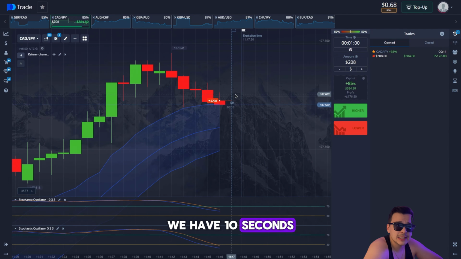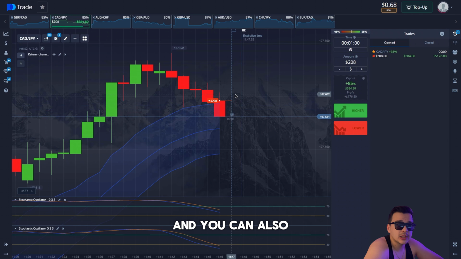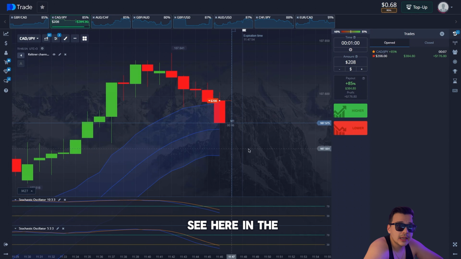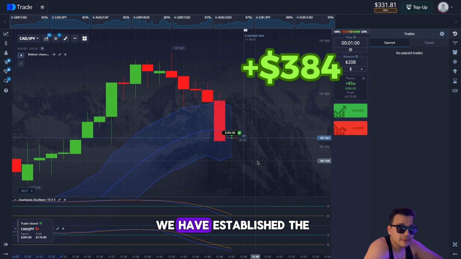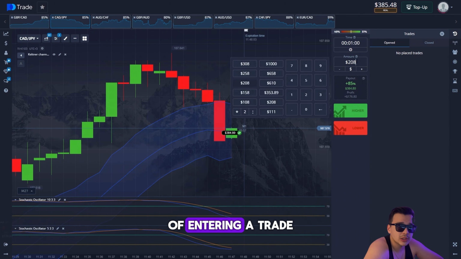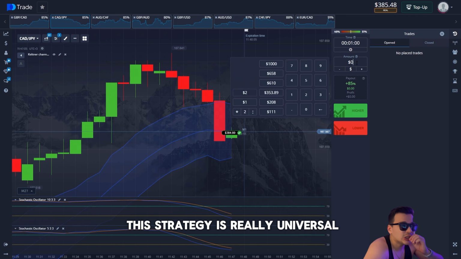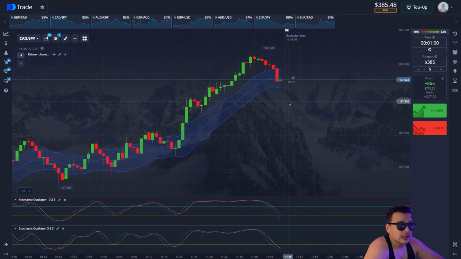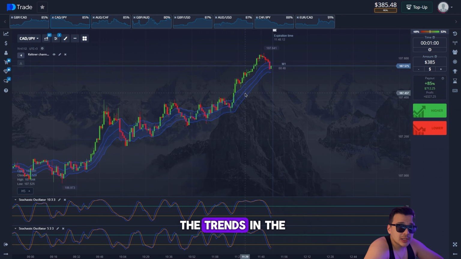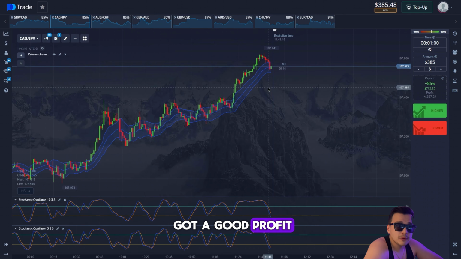We have 10 seconds left to complete our trade. And you can also see here in the previous trades that the price is going down in a pullback. Here we have established the same principle of entering a trade. This strategy is really universal. We open again the trends in the price correction, and in general we got a good profit from this trade.